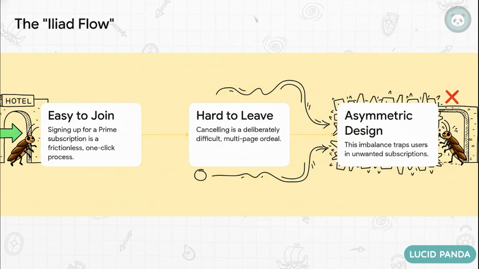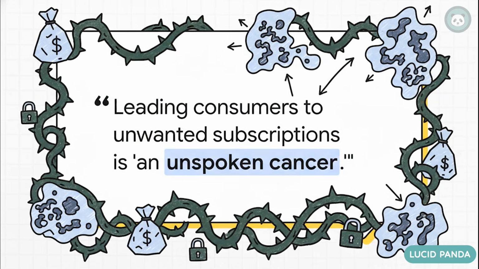In fact, Amazon internally named this the Iliad flow, a reference to the decade-long Trojan War because it was designed to be a grueling ordeal. The whole point is the asymmetry, so simple to enroll but incredibly complex to cancel. This really highlights the intent behind the design. This was no accident. Internal documents that came out from the investigation revealed that Amazon employees understood exactly what was going on, describing the practice of trapping customers in unwanted subscriptions as an unspoken cancer within the company.